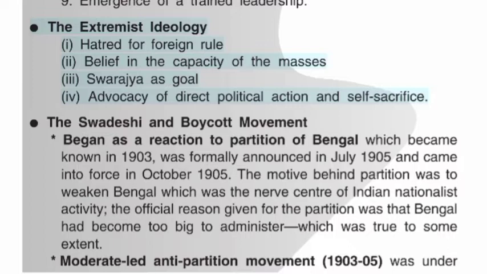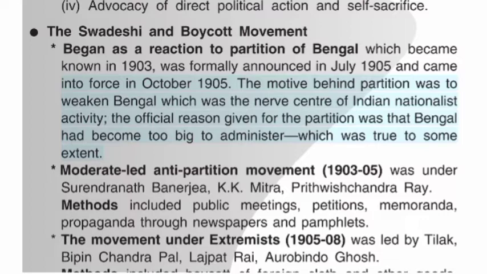The Swadeshi and boycott movement began as a reaction to the partition of Bengal, which became known in 1903, was formally announced in July 1905 and came into force in October 1905. The motive behind partition was to weaken Bengal, which was the nerve center of Indian nationalist activity. The official reason given was that Bengal had become too big to administer, which was true to some extent.